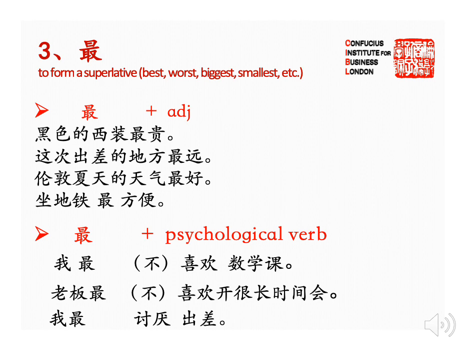Okay, and also another example, 老板最喜欢开很长时间会. So 开会, and we can put some time between 开 and 会: 开很长时间会, a meeting, quite a long meeting. 最喜欢, like this most. Okay.